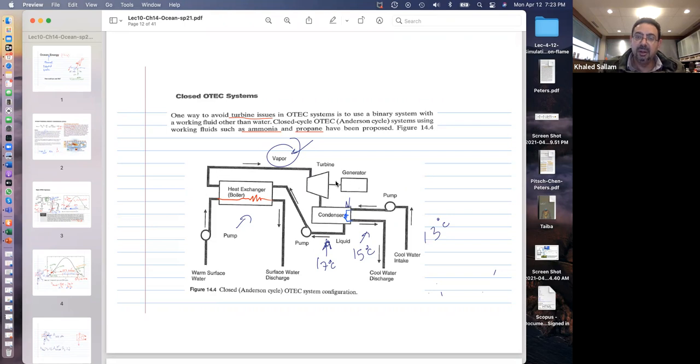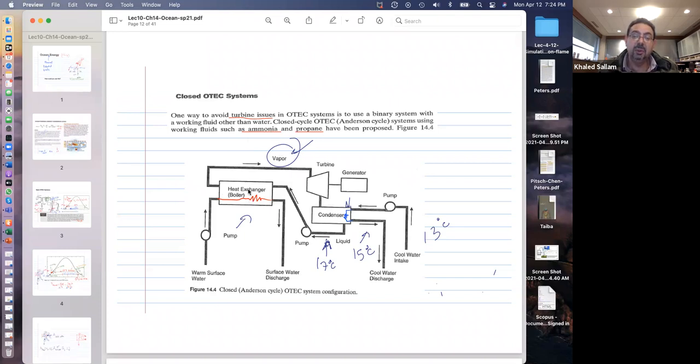for considerable megawatt or kilowatt output here, you will have huge flow rate. Why? Because your efficiency is very small, right? But anyway, he's making the point that you can use very exotic fluid, anything that you can dream of, you can try it as long as it boils here and it condenses here.